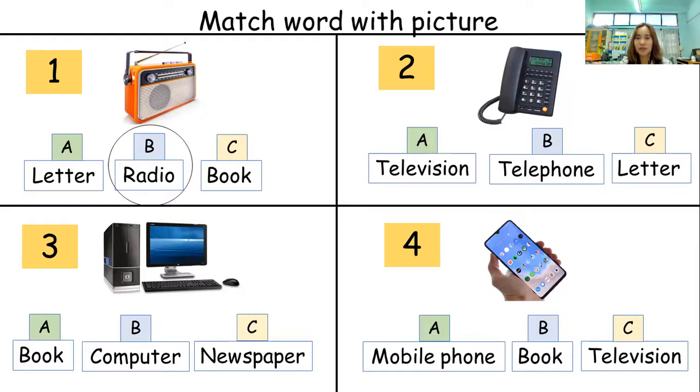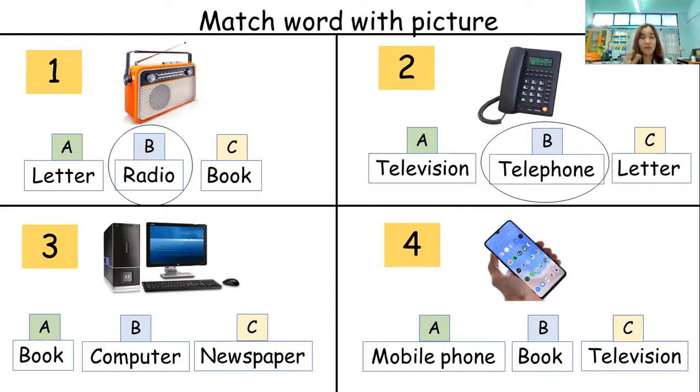How about picture number 2? What is the name of the thing used for communication? Is it A, television, B, telephone, or letter C, letter? Your answer is letter B. What is letter B? Telephone. Let us check. Very good. Number 2 is telephone.